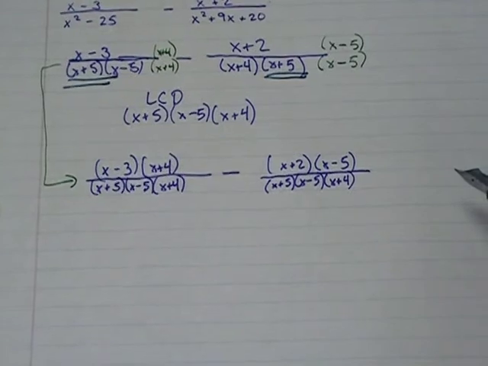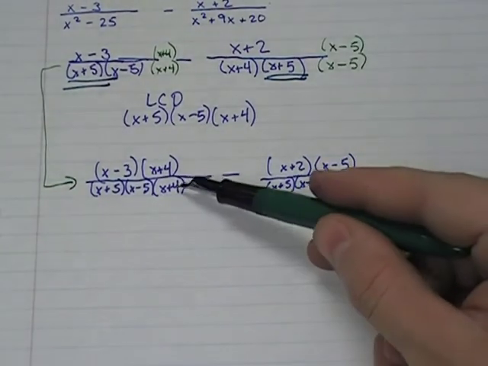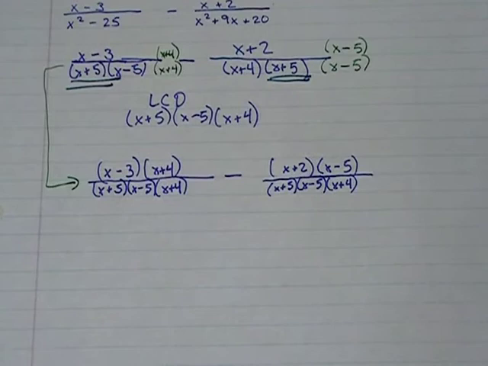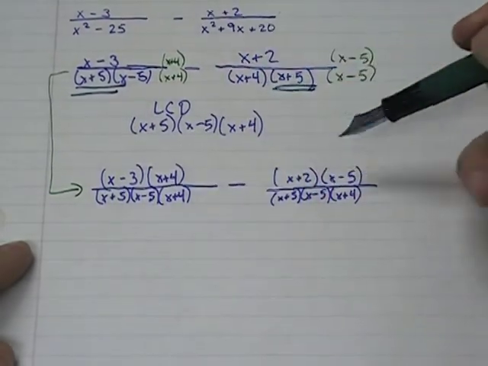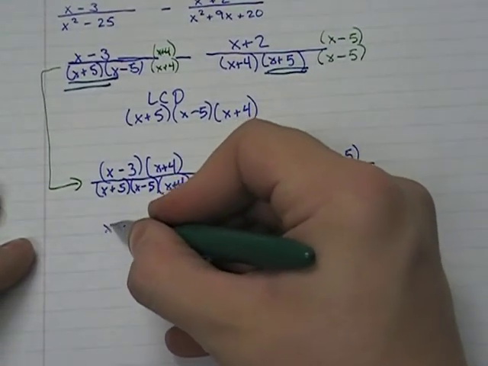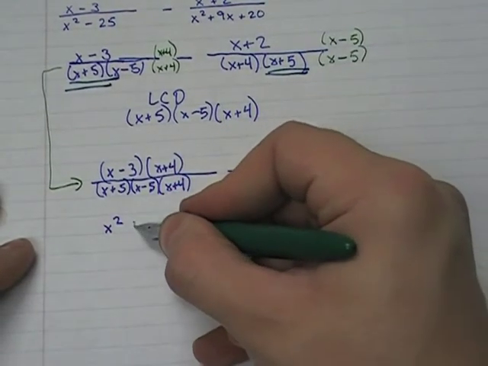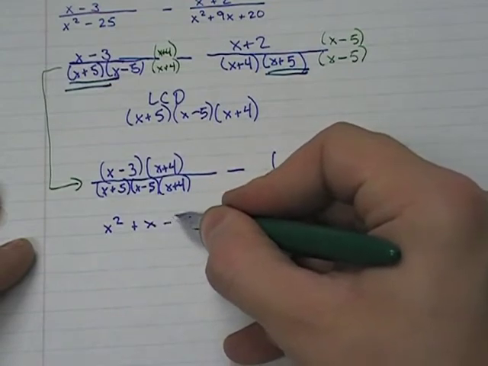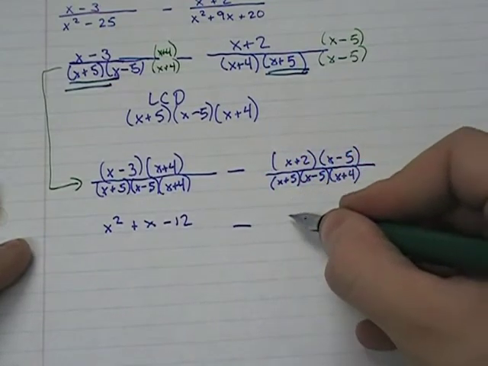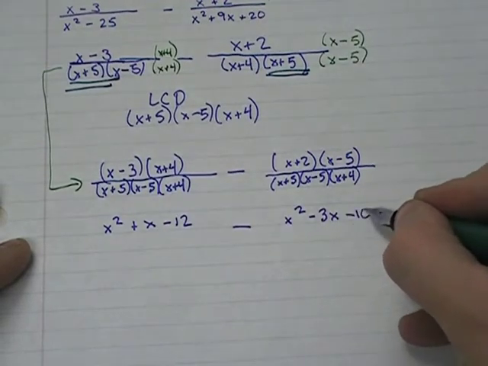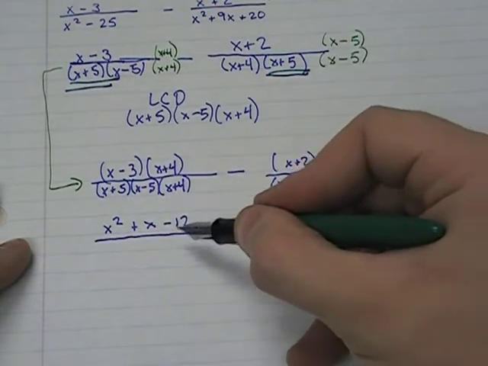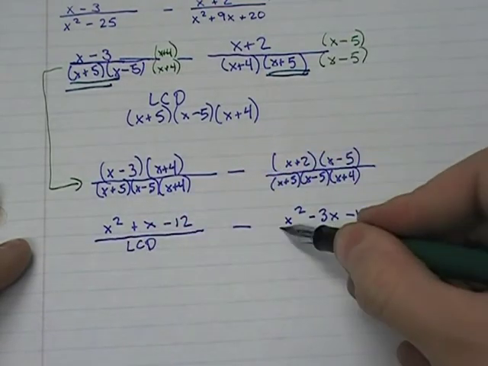Okay? Now, what do you notice? We have the same denominator. When you have the same denominator with two fractions, what does that mean? That means you can combine these two fractions. You can actually do the subtraction. But before I do that, I need to multiply these out. So what do I get? I get x² + x - 12 minus (x² - 3x - 10), and both of these are over the LCD.